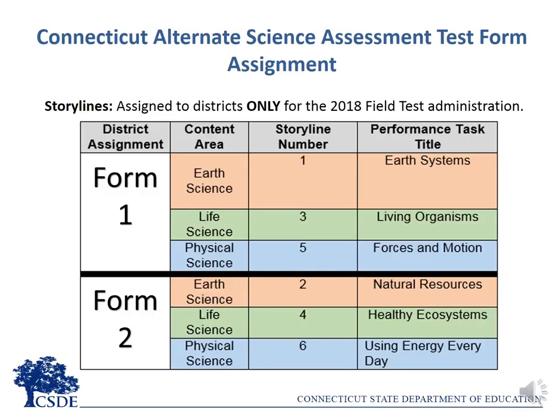For the purposes of this Connecticut Alternate Science Assessment field test, each trained teacher will be expected to administer performance tasks for 3 of the 6 storylines in the appropriate grade level for each student. This means 1 performance task and associated activities for each content area. Districts will be assigned to either Form 1, storylines 1, 3, and 5, or Form 2, storylines 2, 4, and 6. Approved private special education programs will be assigned to either Form 1 or Form 2.